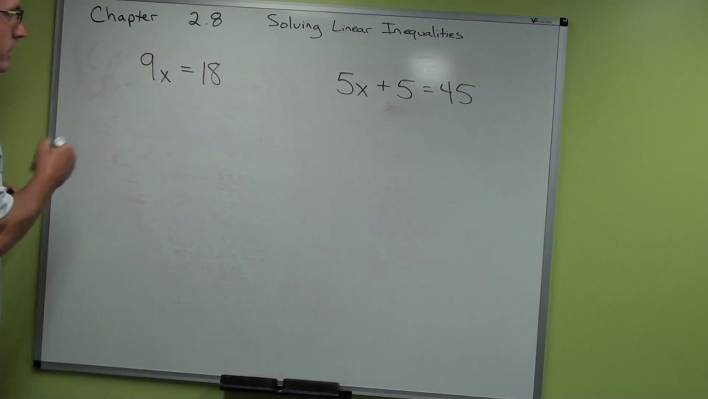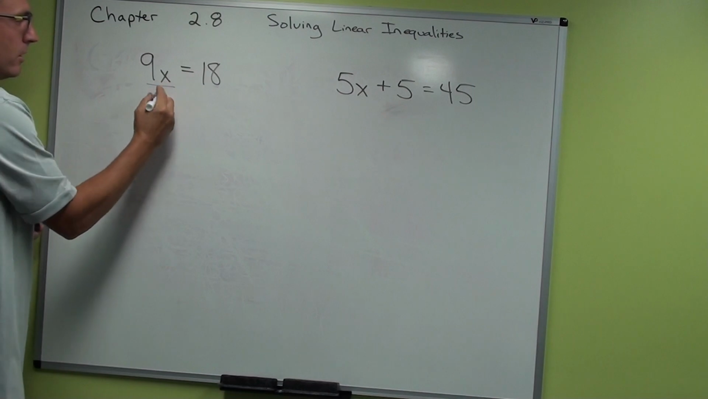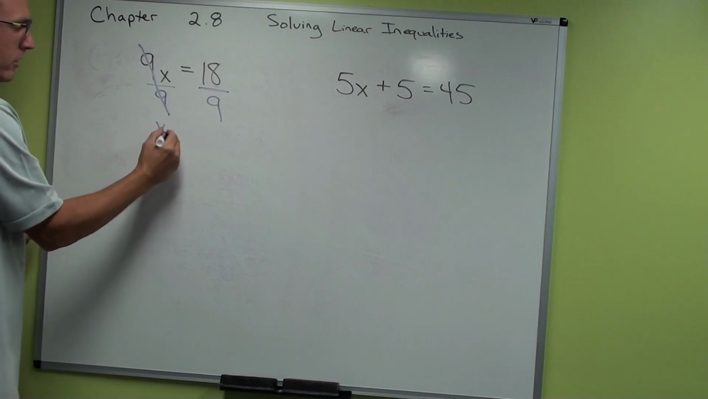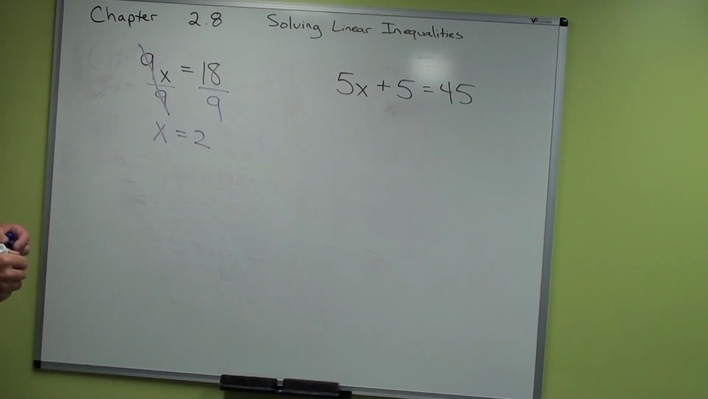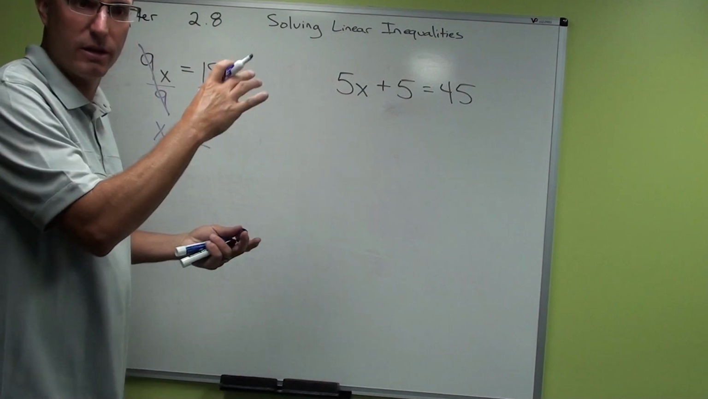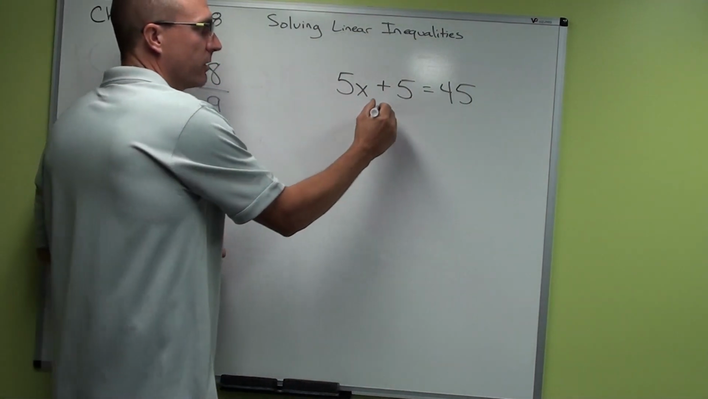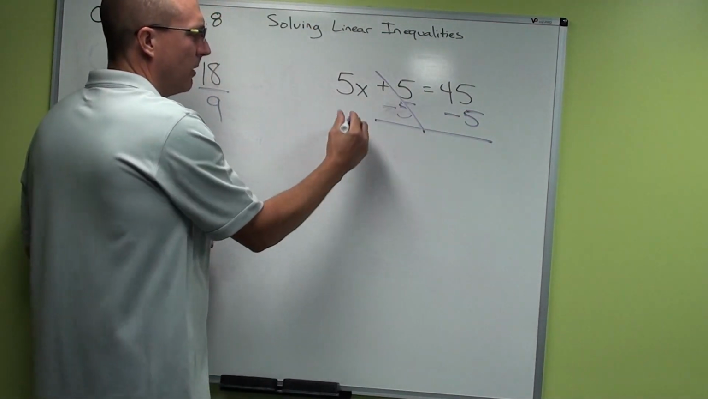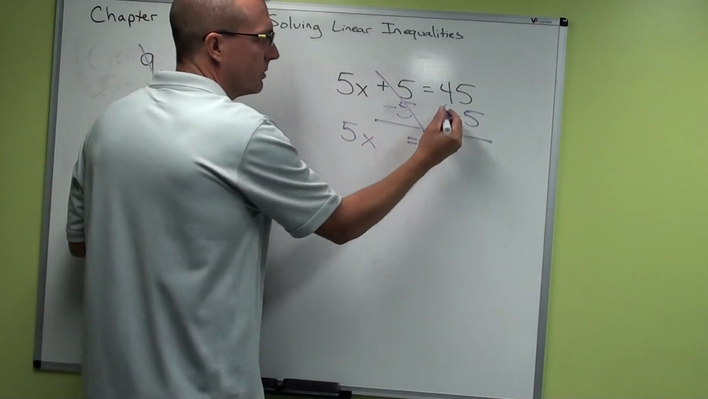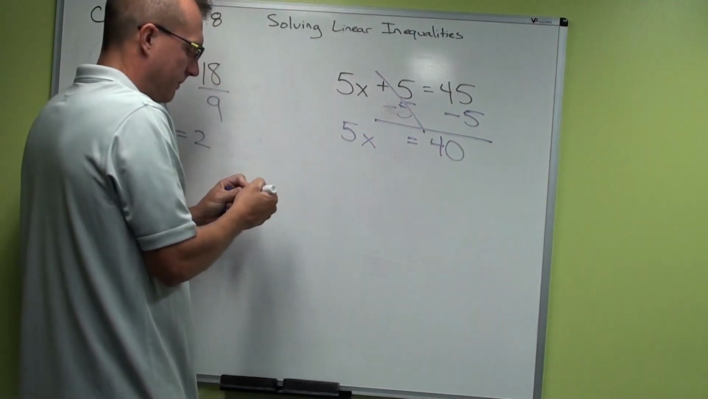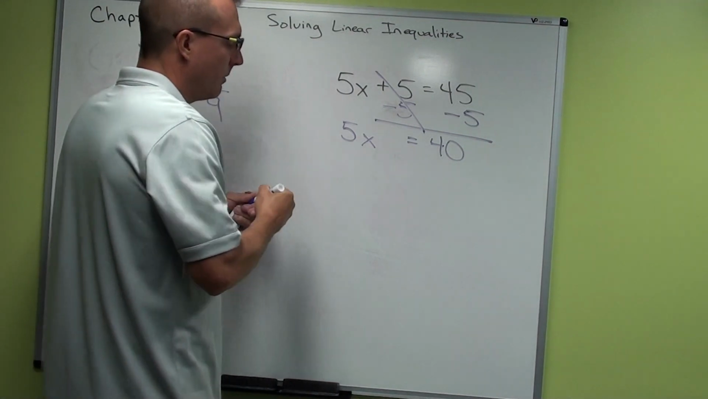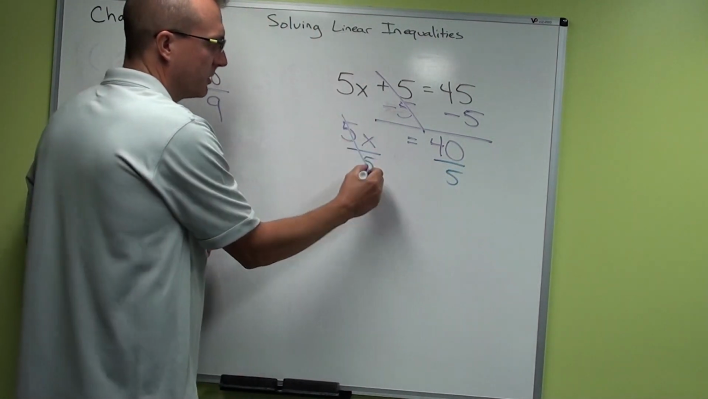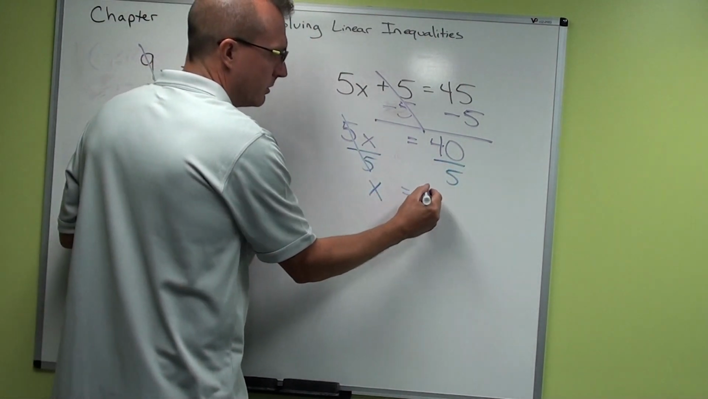Alright? So, to solve this, if you remember, you divide by the opposite, cross out your 9, you're going to get x equals 2. Over here, we have to get rid of the addition and subtraction first, so we're going to subtract 5 from both sides, cross it out, bring everything down, 5x is equal to 40. And then we're going to divide by 5. 5 divided by 5, we cross that out. We're going to come up with x is equal to 8.